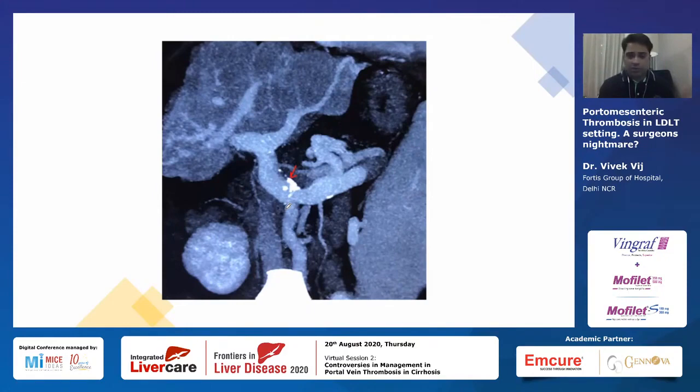If the portal flow is good, we need not do anything for those cases, because if we do too much of thromboendovenectomy, it might land into problems.